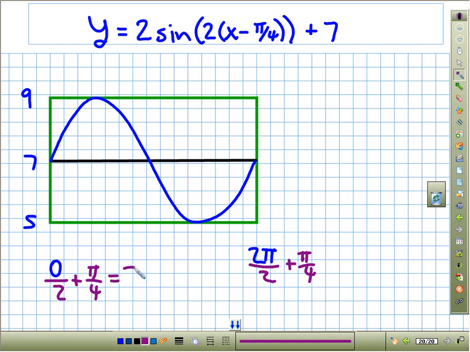So now this one is easy. This one's just pi over 4. So this graph starts here at pi over 4. Now let's look at this one here. Is this going to be 5 pi over 4? Okay, I think you're right.